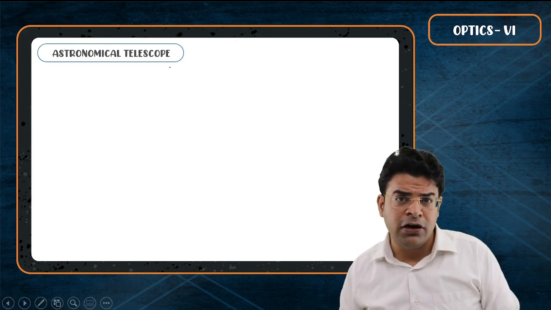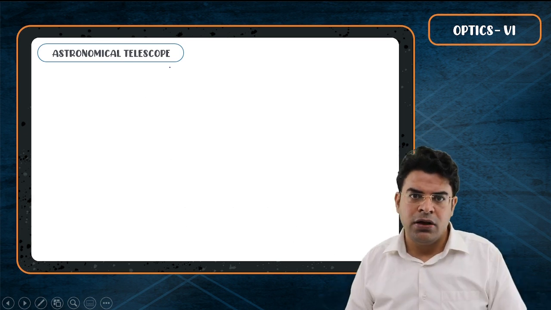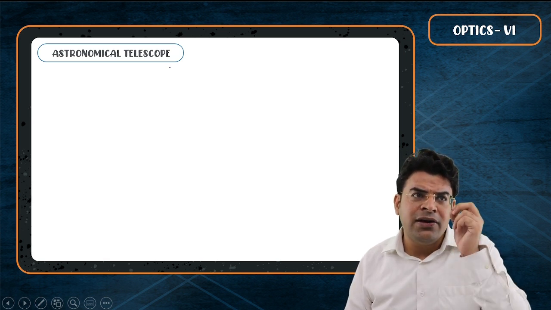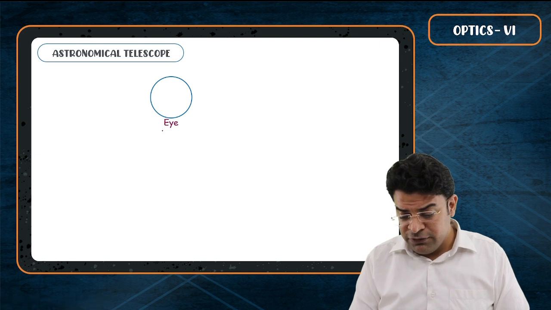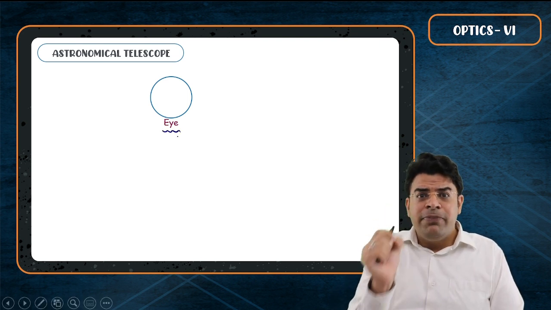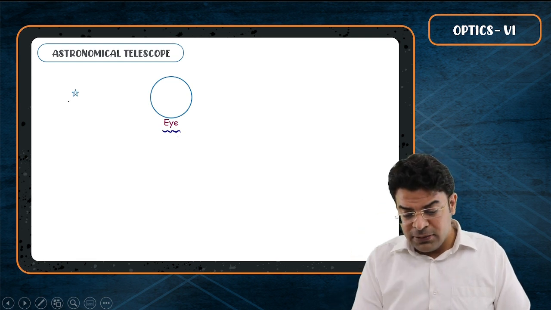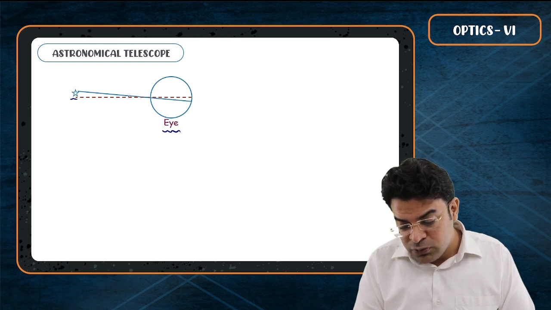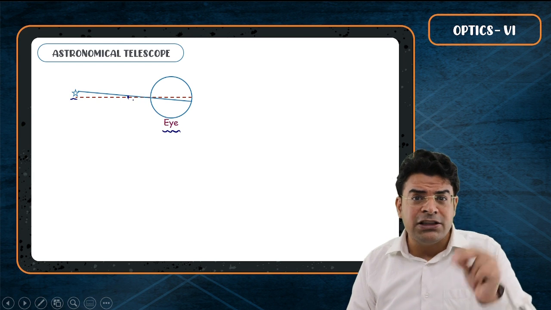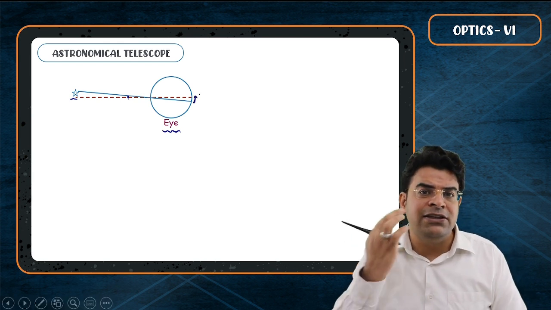So now we are moving to the topic of telescope, and the type of telescope we are talking about first is astronomical telescope. Astronomical telescope is used to look at the stars. Now, when I look at a star, I can't see the star in great detail. Why? Because if this is my eye, then since the stars, despite being very big in size, are at a very great distance from my eye, the angle subtended by the stars on my eye is very small. And since the angle subtended by the star on my eye is very small, the length of the image formed on the retina is very small and I can't see the details.